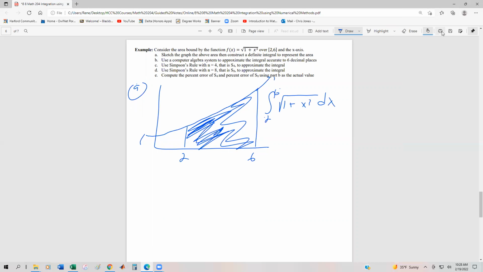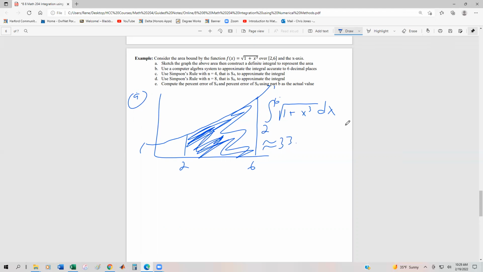Oh, I think I accidentally hit print instead of erase. Let me get rid of this, just so you can read it, or at least pretend to. So this is going to be 33.3058.